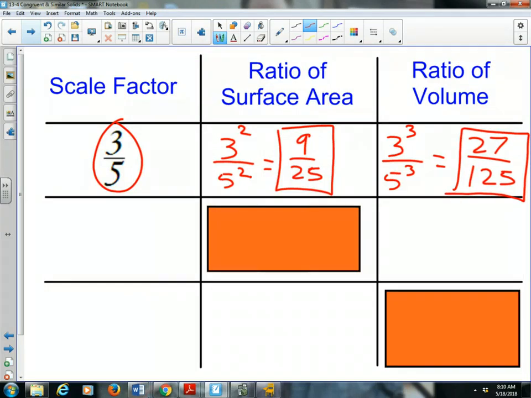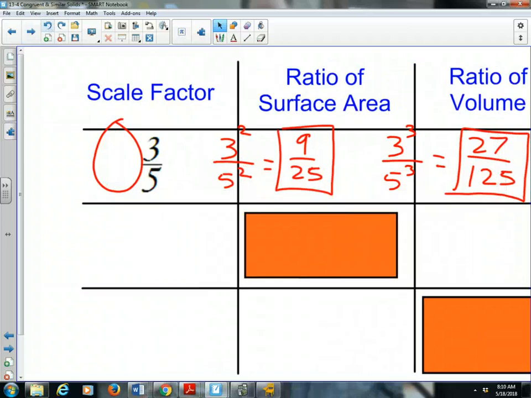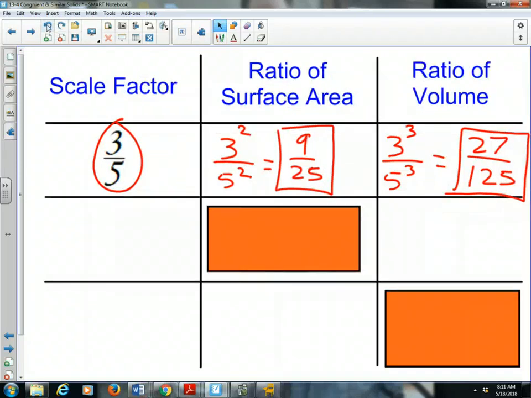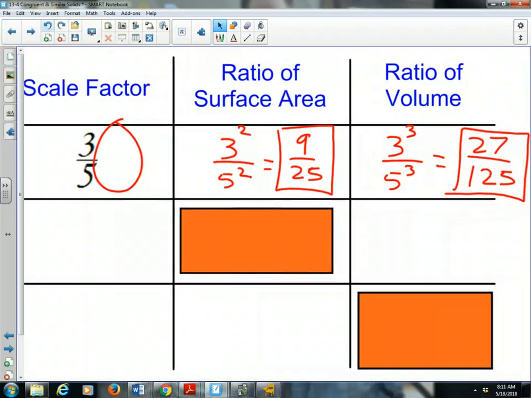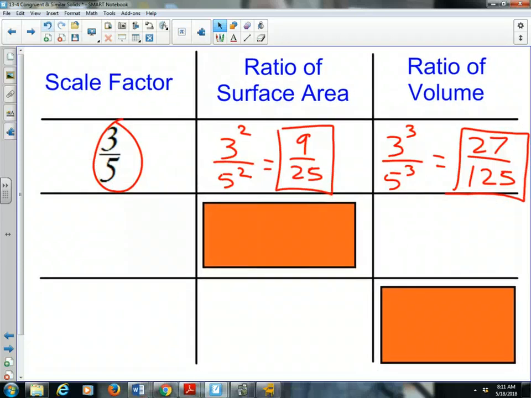Now let's say we're given the ratio of the surface area of two similar solids. Whoa, let's do that again here. If we're given, whoa, let's do this again here. Why won't this box move? Come on. Well, we'll do this the other way, I guess.